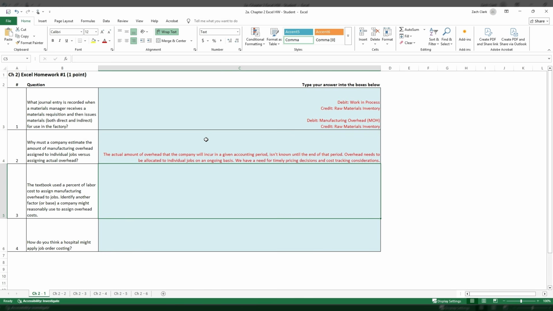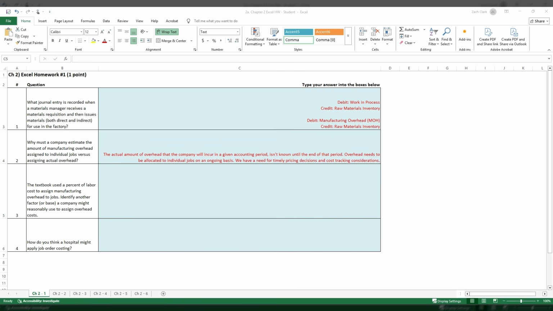The idea there is just that overhead is such a broad amount of different things, as far as utilities, property taxes, indirect labor, indirect materials, just so many different things. And some of those, for any given year or quarter or whatever, we don't know what those are until the end of that time. And so the only real way that we can start applying some amount of that overhead to individual jobs is basically just to estimate it. And estimating it is what we're doing when we are using that predetermined overhead rate, essentially.